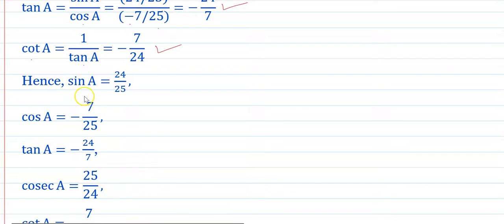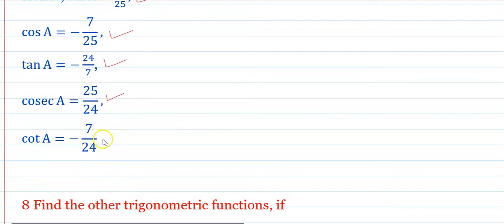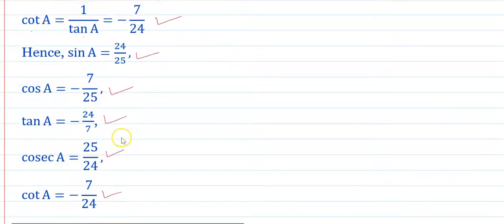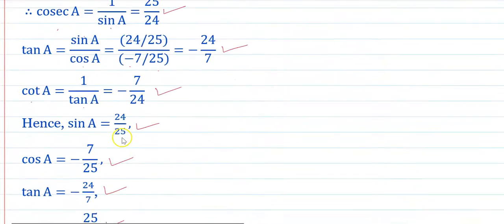Sin a is equal to 24 upon 25. Cos a is equal to minus 7 upon 25. Tan a is equal to minus 24 upon 7. Cosec a is equal to 25 by 24. Cot a is equal to minus 7 upon 24. So these are the values. Okay. Now the next.